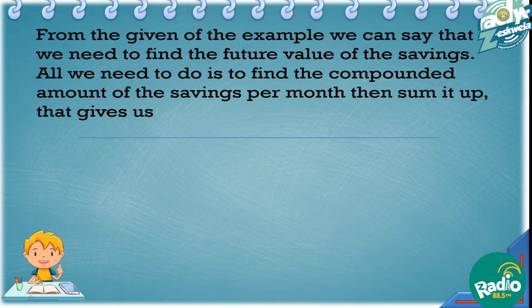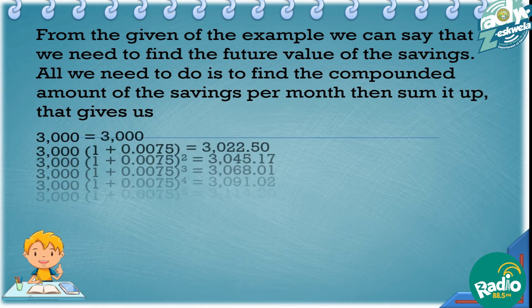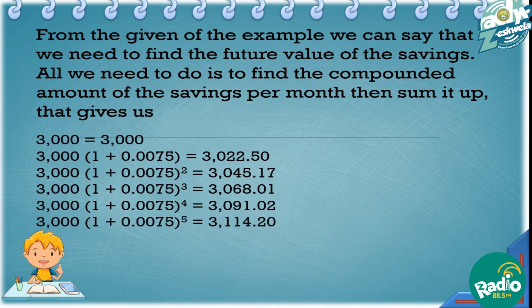From the given example, we can say that to find the future value of the savings, all we need to do is to find the compounded amount of the savings per month, then sum it up. For the first month, remember that this is when the payment was put in the fund, so no interest has been applied. That is equal to 3,000.